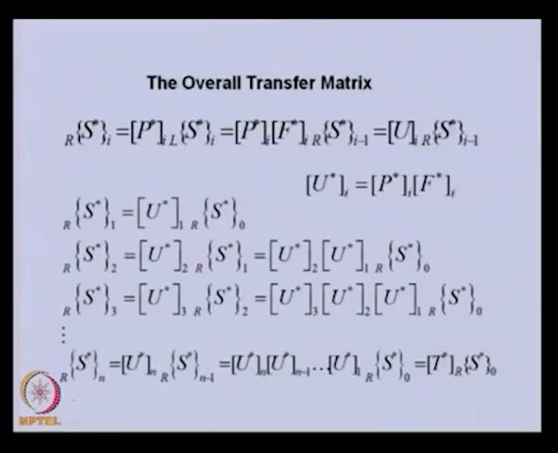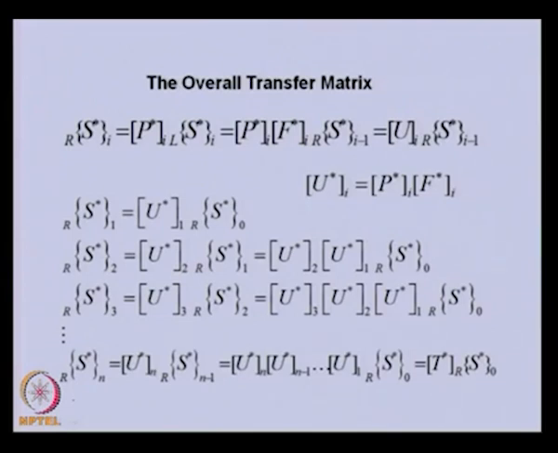Now, the procedure for obtaining the overall transfer matrix and the application of the boundary condition is similar to the torsional vibration case, but here, because the size of the matrices is bigger, we will see some more complexity in the frequency equation which we were getting earlier. So, let us see how we can get the overall transfer matrix.